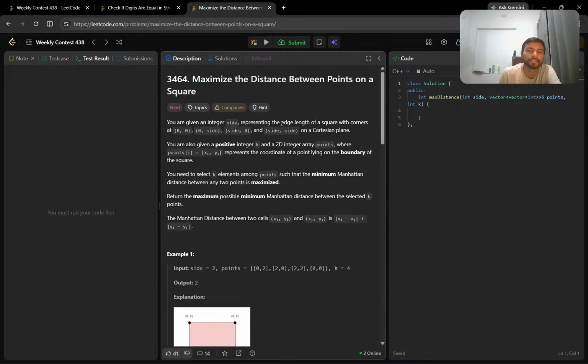You are given an integer representing the edge length of a square. On the Cartesian plane, you are also given a positive integer k and a 2D integer array points, where points[i] represents the coordinate of a point lying on the boundary of the square. You need to select k elements among the points such that the minimum Manhattan distance between any two selected points is maximized. Return the maximum possible minimum Manhattan distance. What is the Manhattan distance between the selected k? The Manhattan distance between two cells is this.